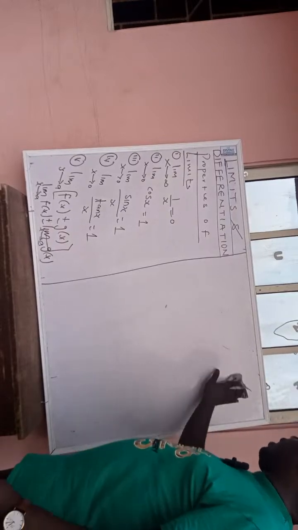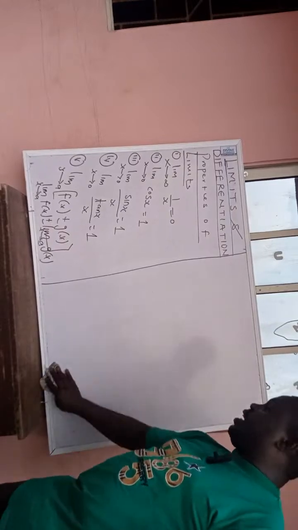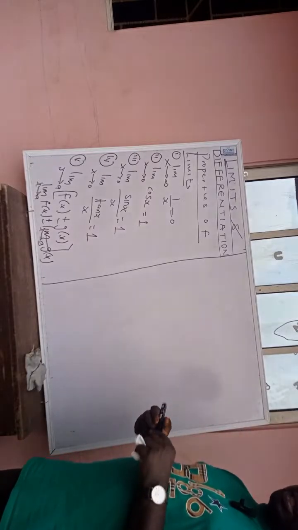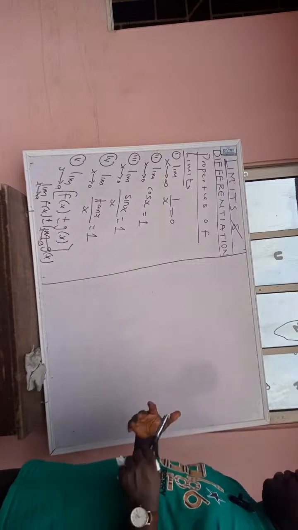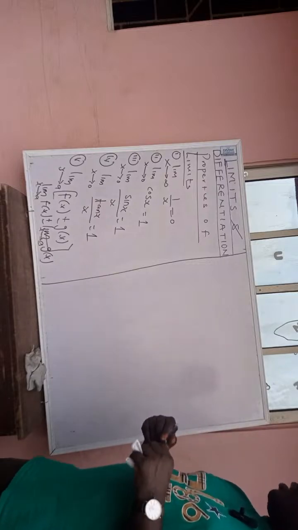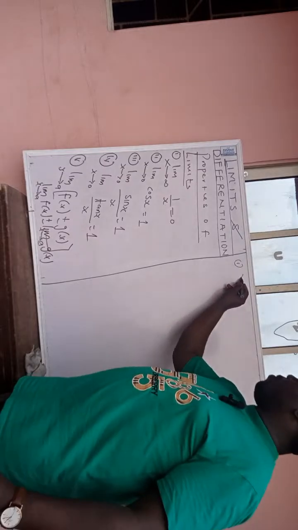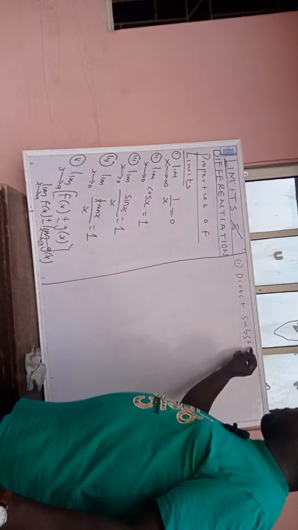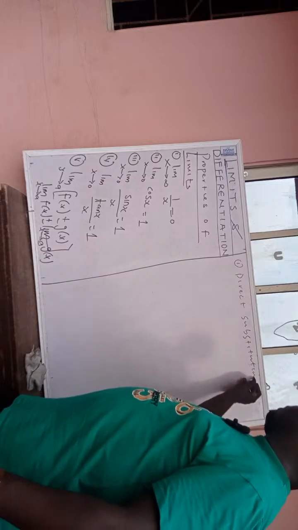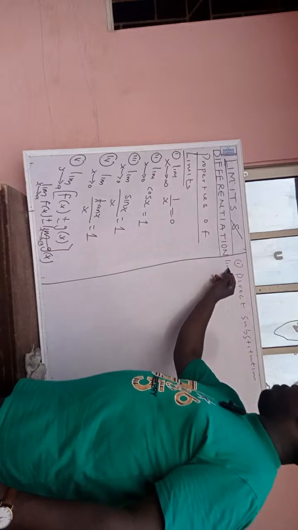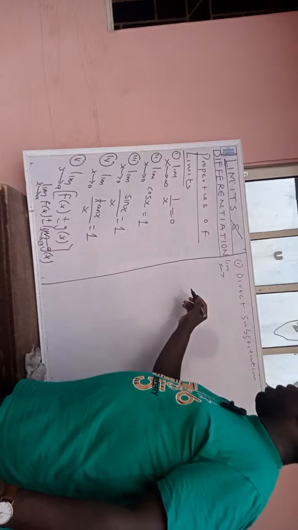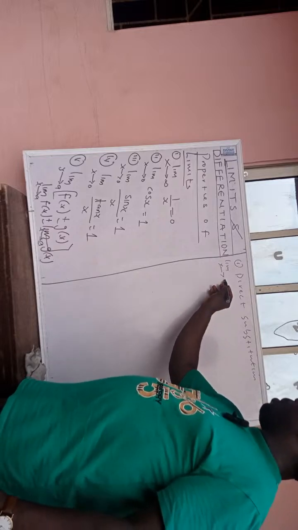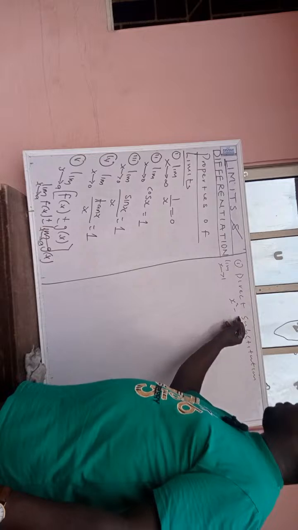The next thing I like to explain is the fact that there are methods of evaluating limits. When you're evaluating limits, number one, we have what we call direct substitution. For example, if you have limits, now you are given a question. Let's say you are given a question, limit as x equals to 1.